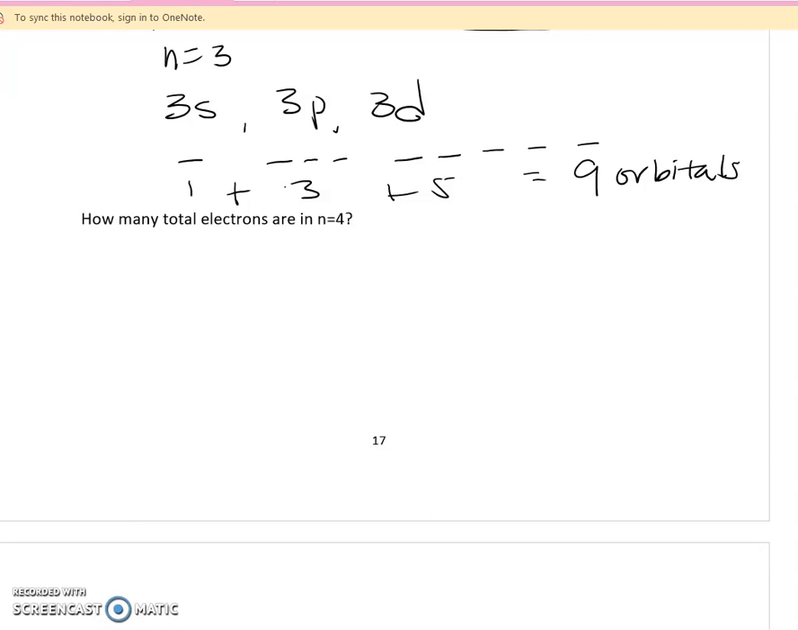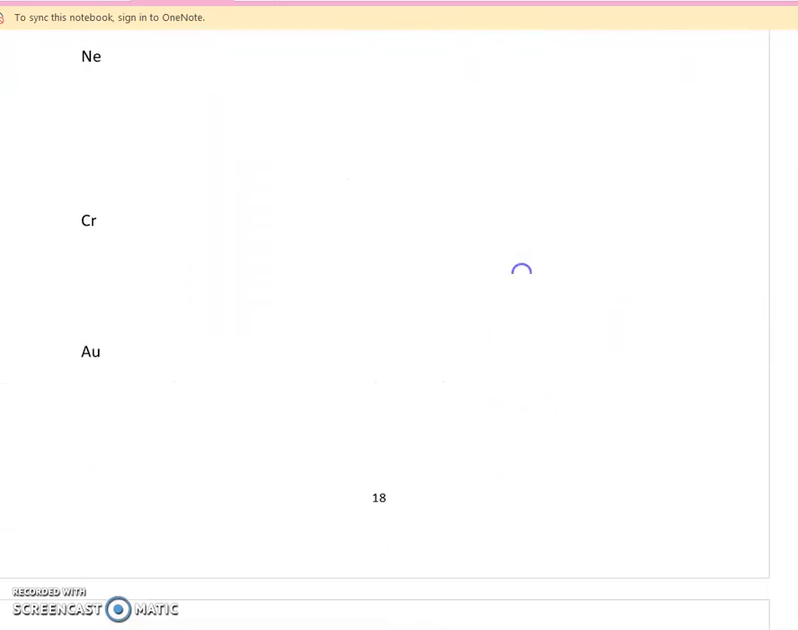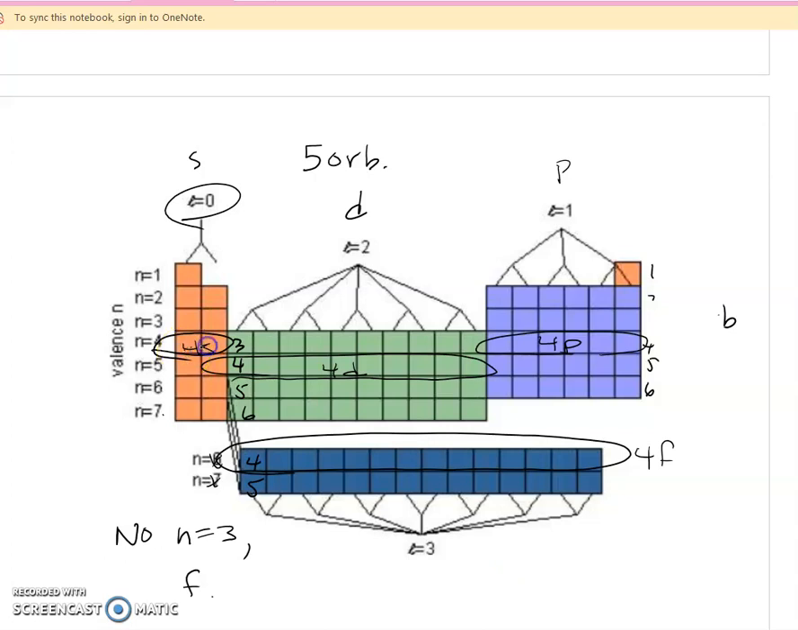So how many total electrons? So 4s, 4p, 4d, 4f. How many electrons can be in the s? We'll scroll back down to look at this. We know there can be 2. So 2 in the s. How many in the p? 1, 2, 3, 4, 5, 6. Again, it's just how many columns you have. So 6 plus 2 plus your d's. You've got 10 in the d. And then we've got 14 in the f. So again, you count 1, 2, 3, 4, 5, 6, 7, 8, 9, 10 in the d's. And then in the f's, we'd have 14.